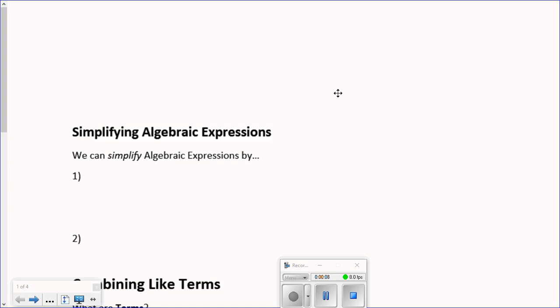We are going to go ahead and get started. This is just like an introduction, really, to some of the stuff that you're going to see in algebra. So, today we're going to do simplifying algebraic expressions, and we're just going to talk about that. So let's go ahead and get started.